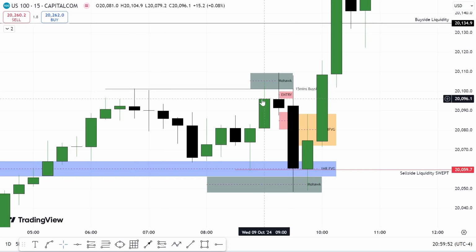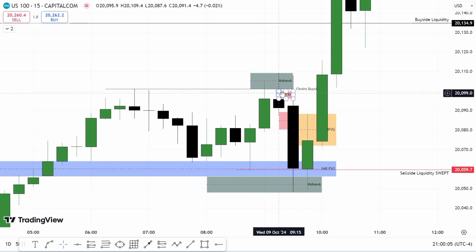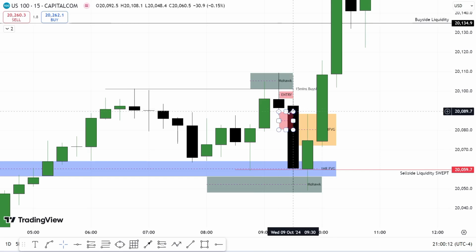The body of the candlestick stays below that. You see how the body of the candlestick stays below that. So this becomes more like a Mohawk, a fake out move. You can also call it a turtle soup. It's still very okay. So we'll see the price action behavior just at this point here, how price behaved and how I got in.